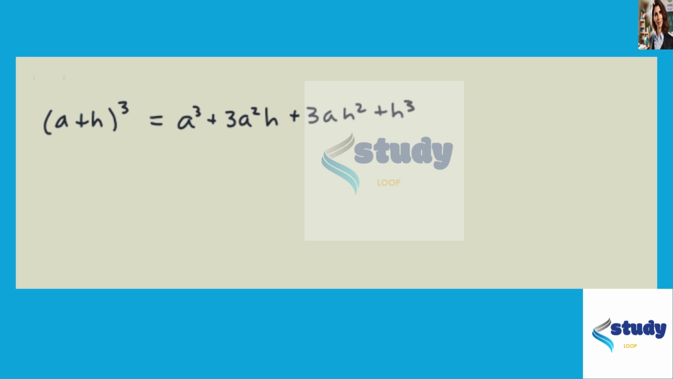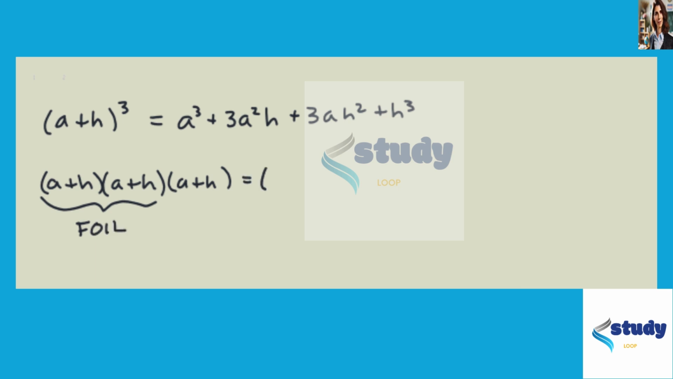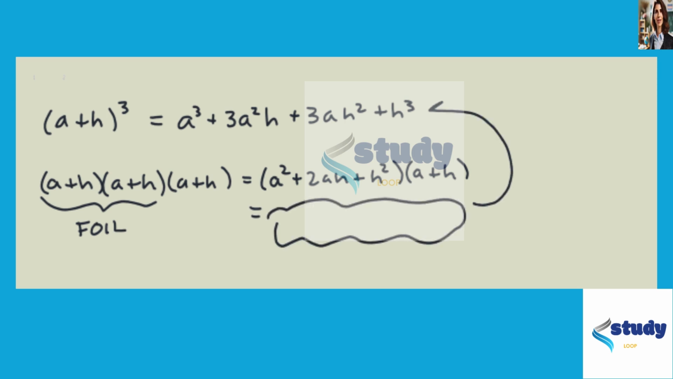If you don't know that binomial theorem shortcut, what you're going to do is multiply a plus h times a plus h times a plus h, and you can do that by multiplying two of them together using the FOIL method. And when you're done with that, then you multiply it by the third. So you get a squared plus 2ah plus h squared. Now you multiply it by the third one. And when you're done with all of that, and you have combined the like terms, it's going to end up to be equivalent to what I have above.